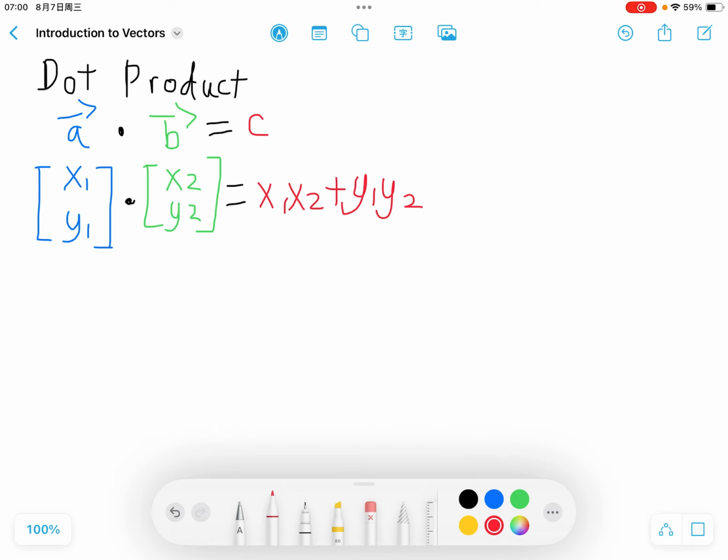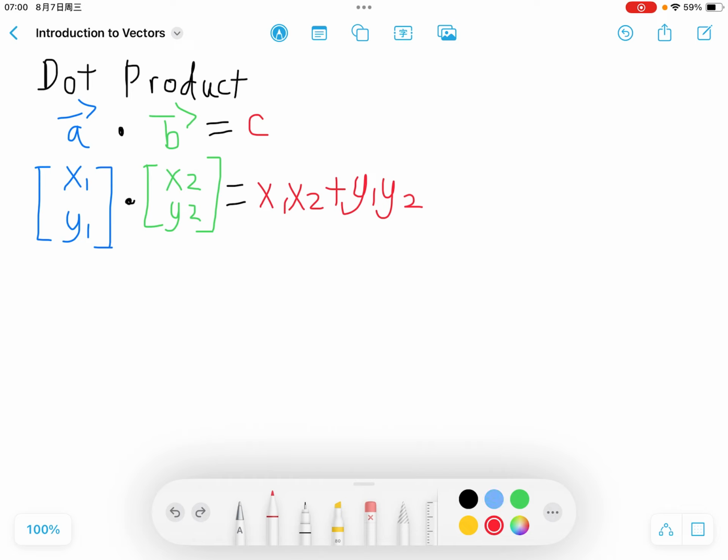So we multiply the corresponding components indeed, but we add them together. And this is a scalar because x1, x2, y1, y2 are all scalars. They're coordinates, right? So they're all scalars. Scalar times scalar is scalar. Two scalars summed together is also a scalar. So the answer C is a scalar.